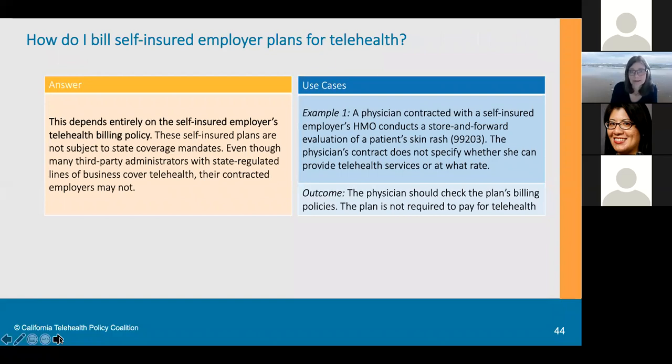How do I bill them? Just go ahead and bill them. Next slide.